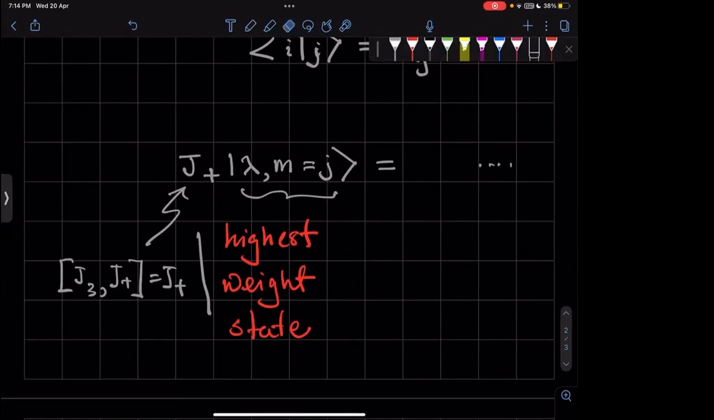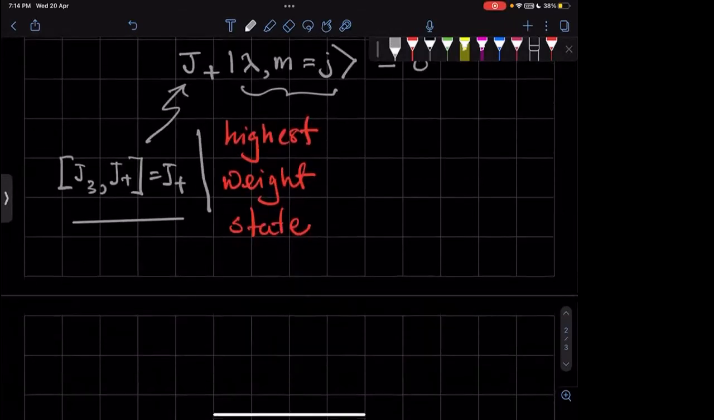You would get 0? Yes, exactly. You get 0, right? That's the only way to be consistent with the fact that we have a finite dimensional vector space and this equation. Okay? And then if I apply J minus on the lowest weight state, which is where M is minus J, then I would get 0 as well.